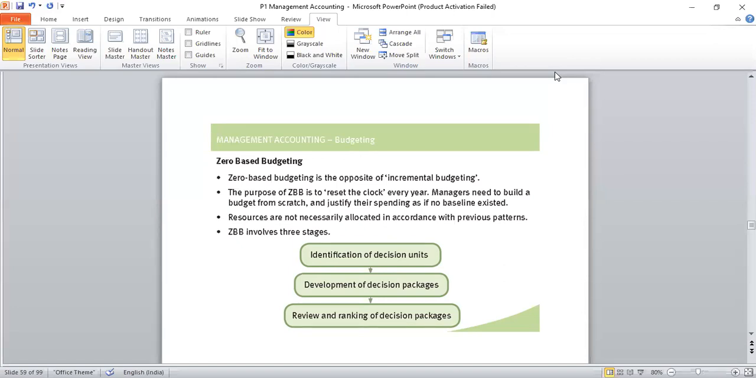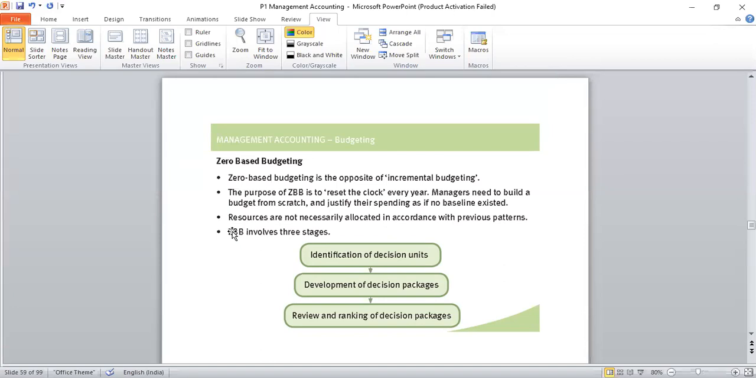It is a budget which is dependent on no other past data. So they start from scratch. They take zero as the base and start from scratch. So zero based budgeting is the opposite of incremental budgeting. Whenever we study incremental budgeting, in contrast to that is zero based budgeting. The purpose of zero based budgeting is to reset the clock every year.